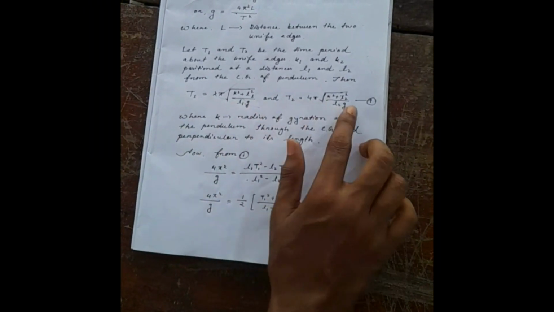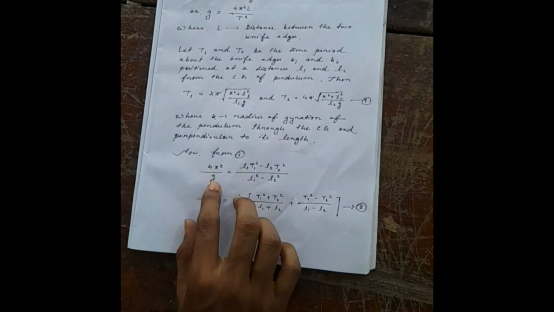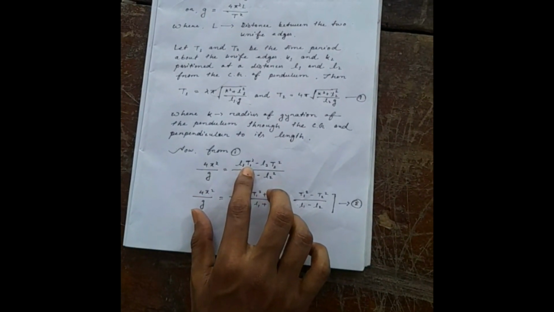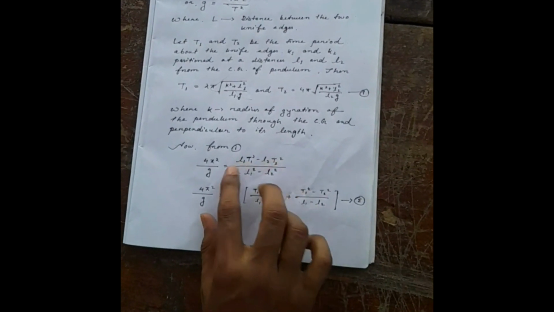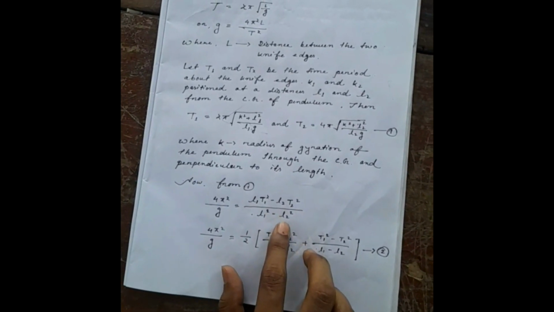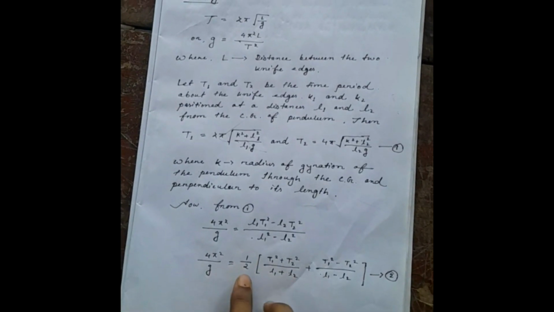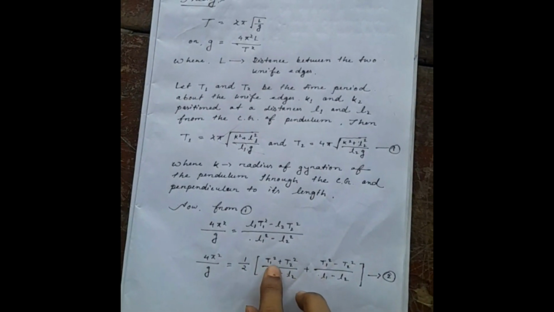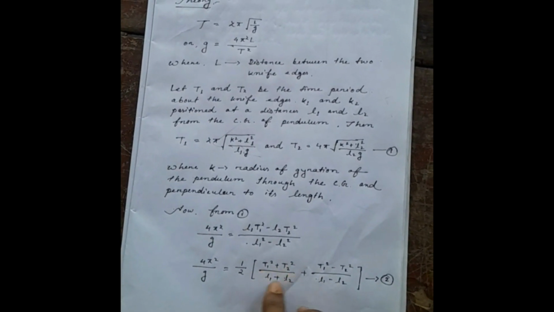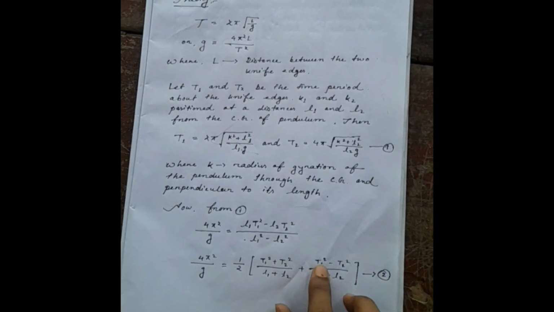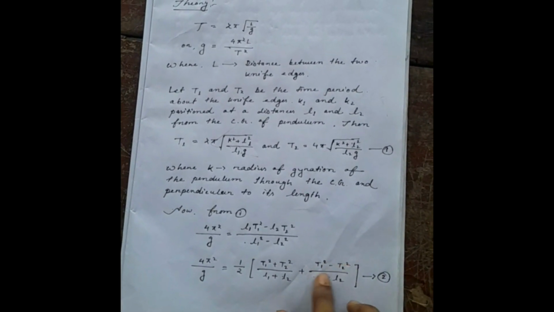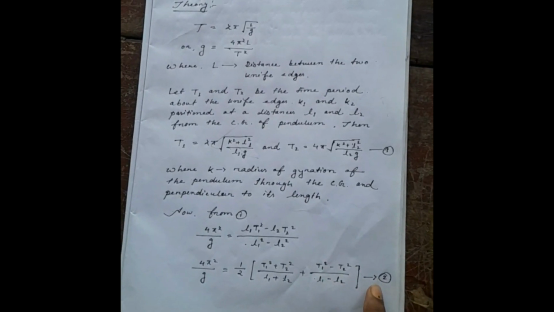Now using these formulas, equation number 1, we get 4 pi squared by g equals (L1 T1 squared minus L2 T2 squared) divided by (L1 squared minus L2 squared). And we get 4 pi squared by g equals half in brackets, (T1 squared plus T2 squared) by (L1 plus L2) plus (T1 squared minus T2 squared) by (L1 minus L2). This is equation number 2.